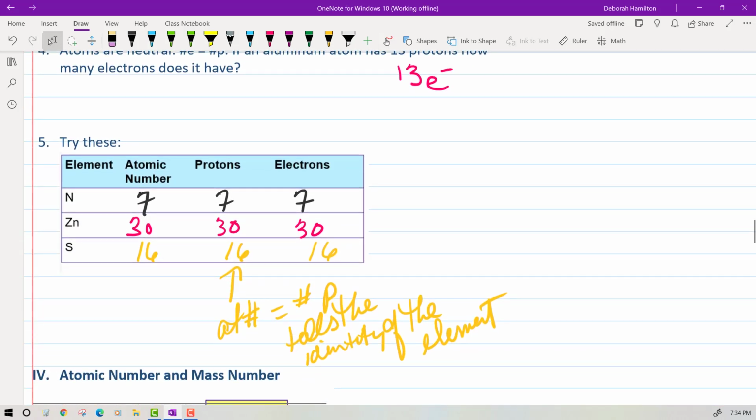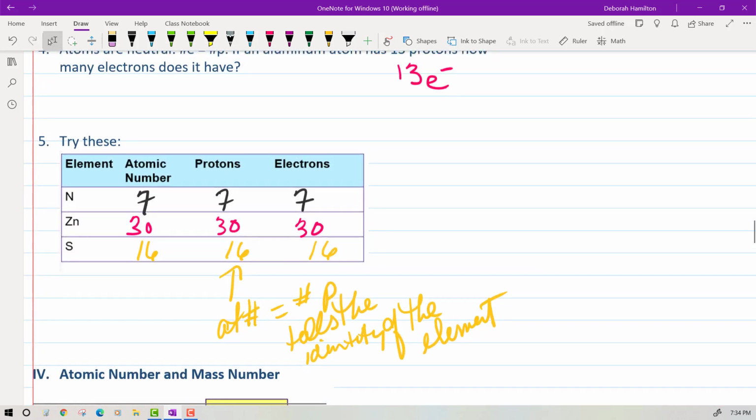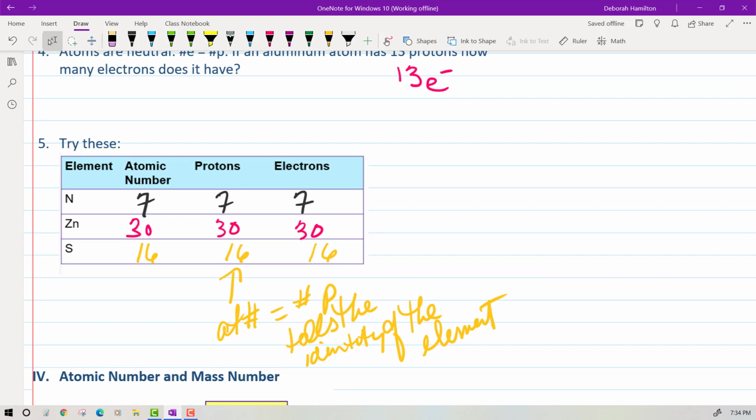And we will stop it there. Atomic number of protons tells you the identity of the element.